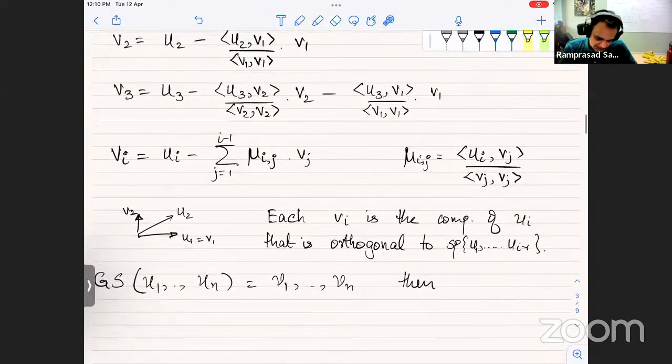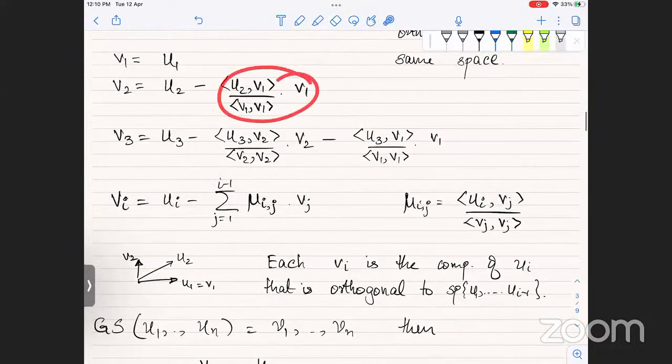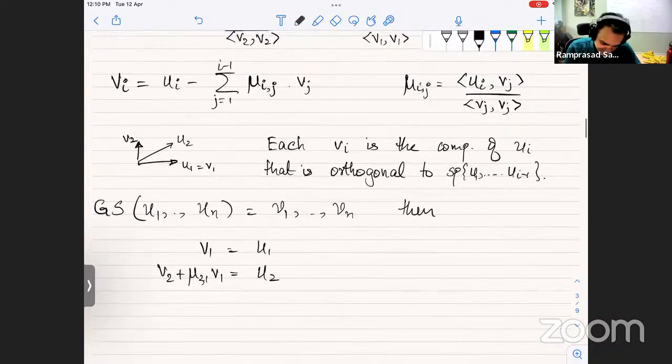So in general, let me just write down Gram-Schmidt. V1 is equal to U1. I'm going to write this a little differently. V2 plus mu 2 1 V1 is equal to U2. I'm just moving this to this side, putting all the V's on one side and U's on the other. And this in general is going to be Vn plus mu n minus 1 Vn minus 1 plus blah, blah, blah, plus mu n1 V1, which is equal to Un.